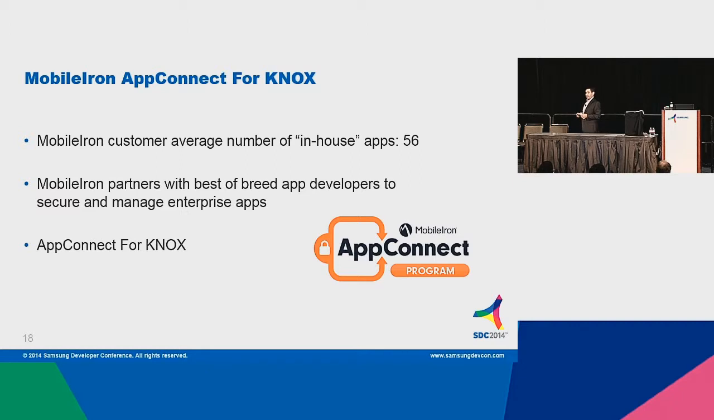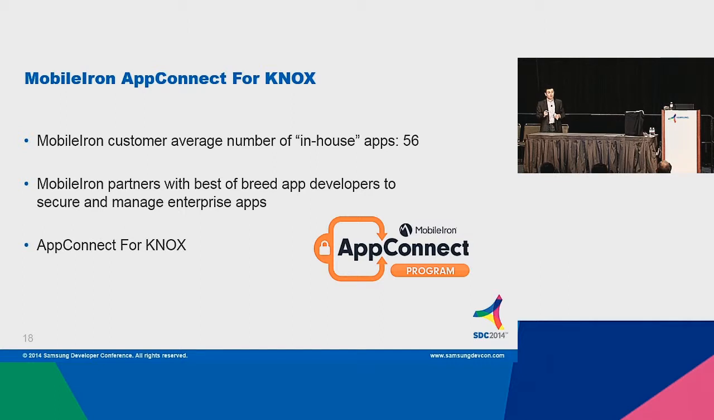So let's talk a little bit about apps, because everyone knows that apps are a big trend in the industry right now. We know that enterprises are heavily investing in in-house apps and ecosystem partner apps. Again, when we did our Mobile First conference back in June in San Francisco, we asked our customers how many in-house apps they had. We found out that 56 was the average number. 56 in-house apps per enterprise.